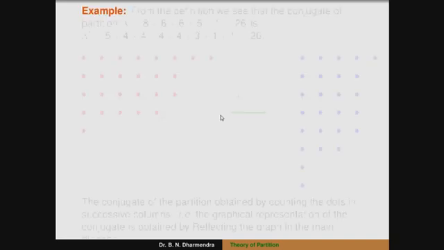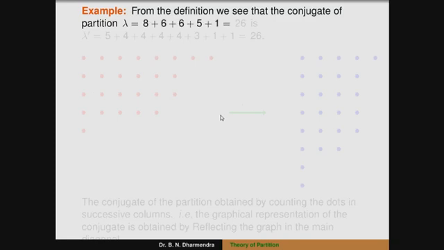Let us take an example, n equal to 26. Using the definition of the conjugate, the partition lambda is 26 equals 8 plus 6 plus 6 plus 5 plus 1. Then lambda dash is 5 plus 4 plus 4 plus 4 plus 3 plus 1 plus 1, which equals 26. Just observe the graph, it can be written in terms of the conjugate lambda dash. The first one, 26, can be written as 8; you can observe the dots are 8, the next is 6, the next is 6, the next is 5, the next is 1.